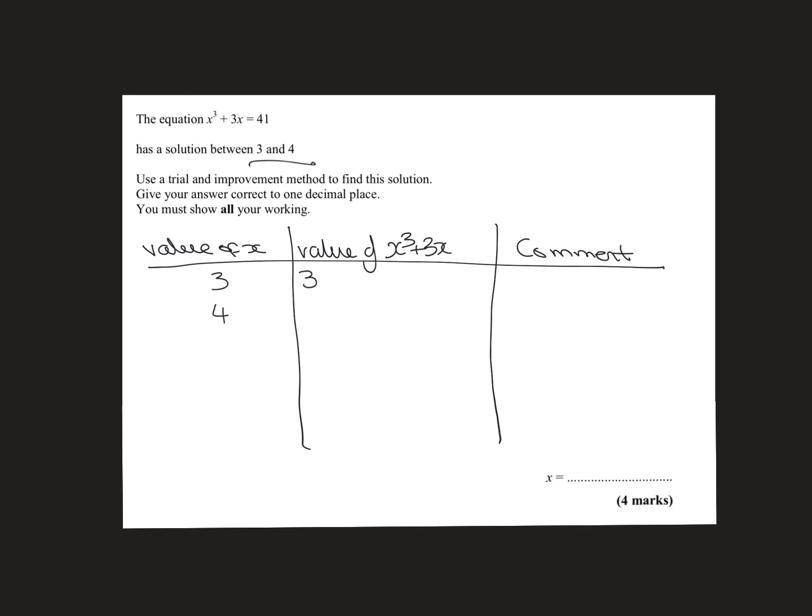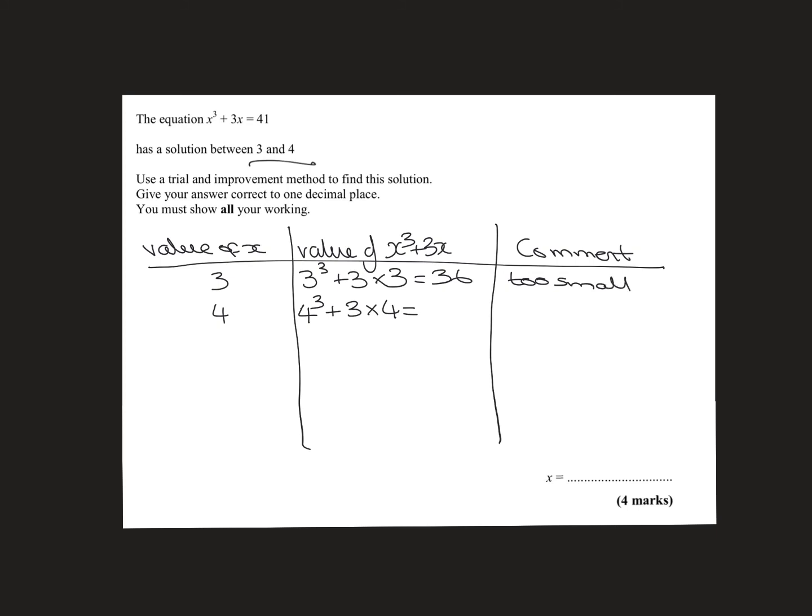So 3 cubed plus 3 times by 3 equals. I'm going to write this one as well, and it'll work them both out. So 4 cubed plus 3 times by 4. Okay, using a calculator then. 3 cubed, which is 27, plus 3 times 3, which is 9. And that gives me 36, which we already knew was going to be too small.